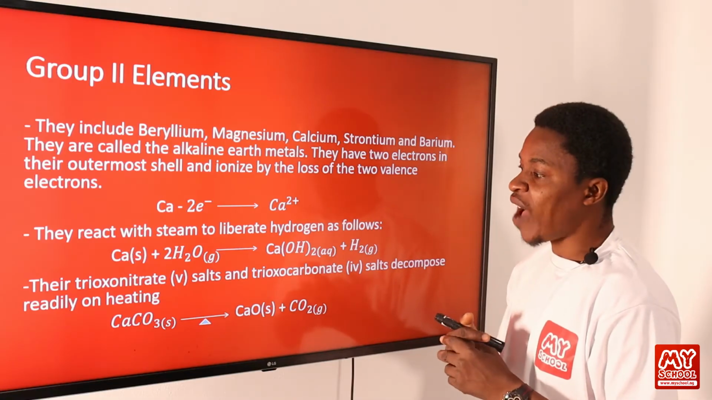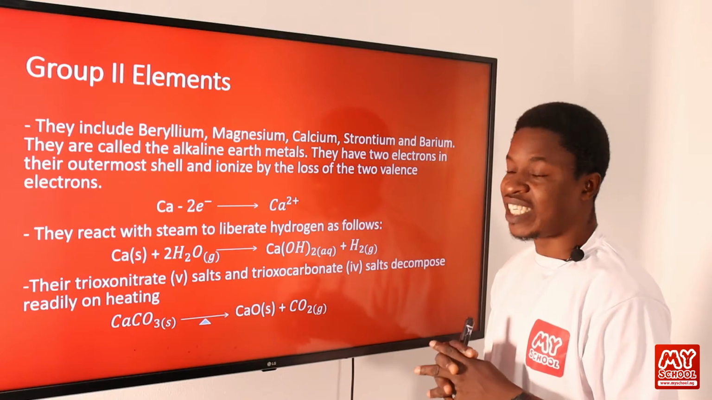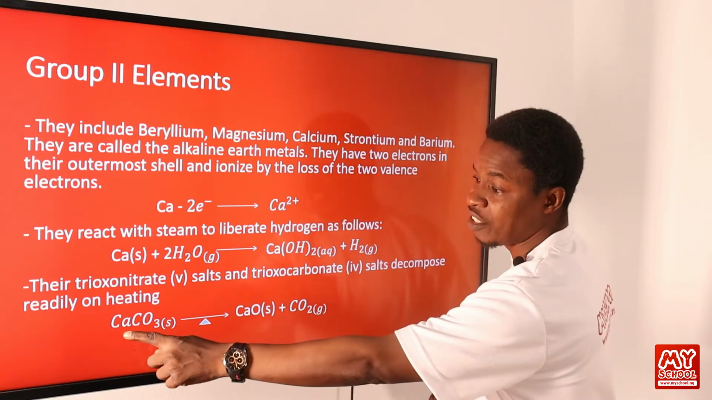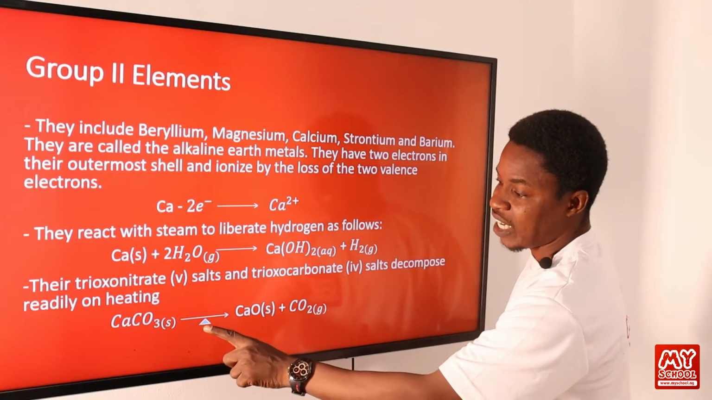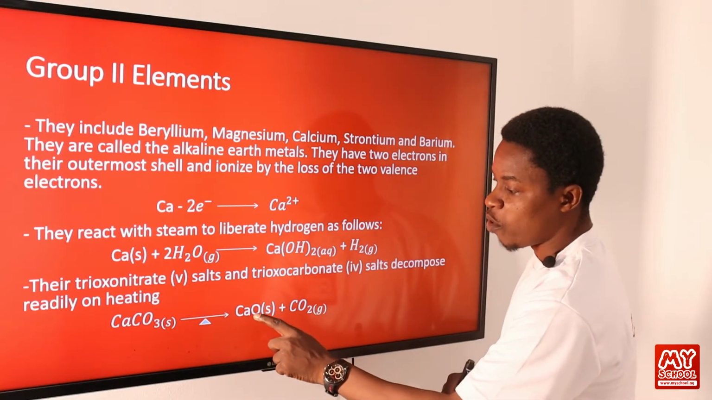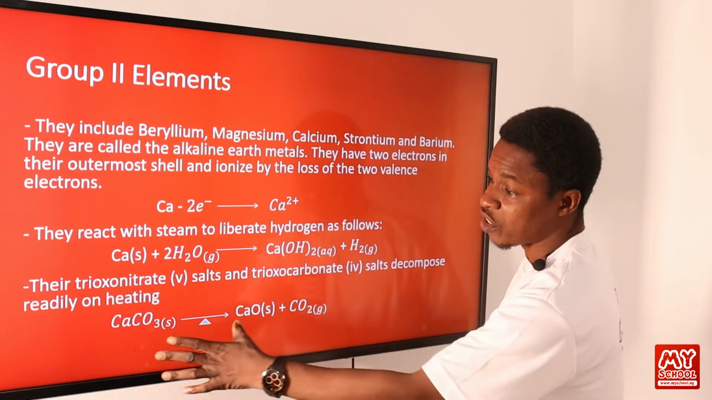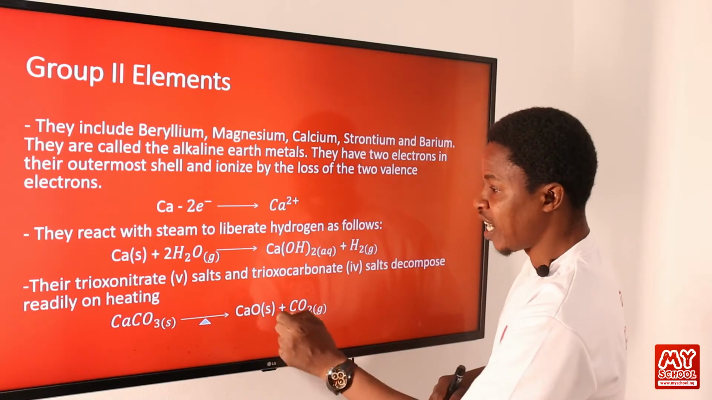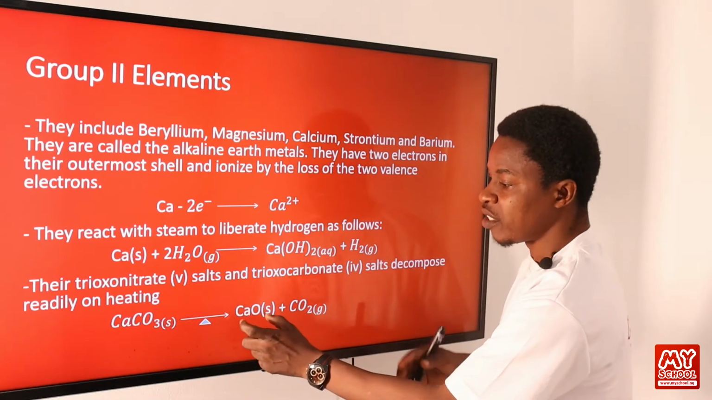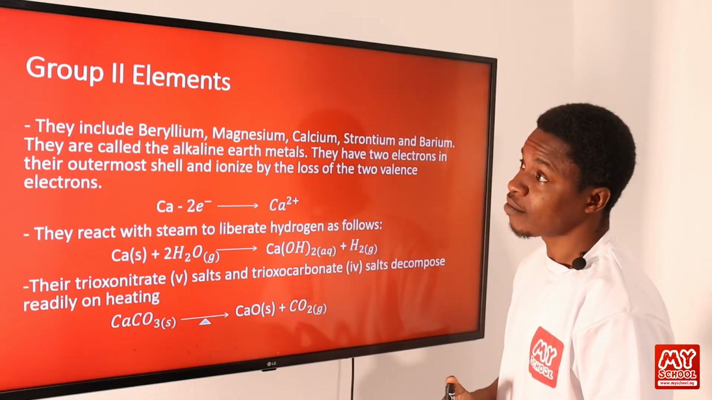Their trioxonitrate(V) salts and trioxocarbonate(IV) salts decompose readily on heating. You can see this is calcium trioxocarbonate(IV), solid. It is heated to give us calcium oxide and carbon(IV) oxide, which is given off here. So calcium carbonate decomposes readily on heating. It breaks down into calcium oxide and carbon(IV) oxide. Let's move on to the next slide now.